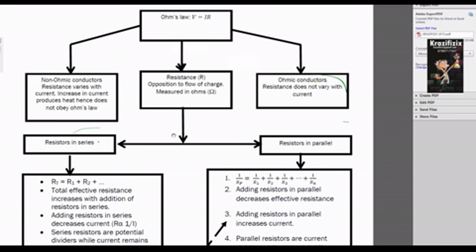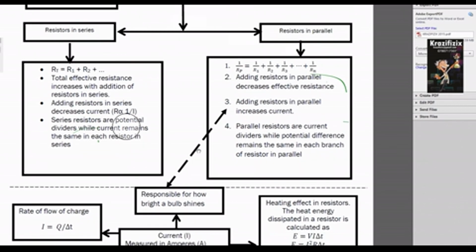Resistors can be connected in series and in parallel. Now, in a series connection, Rt equals R1 plus R2. The total effective resistance increases with the addition. The more resistors you have in series, the more the total resistance becomes. Adding resistors in series decreases current, they are inversely proportional. Series resistors are potential dividers, PD.